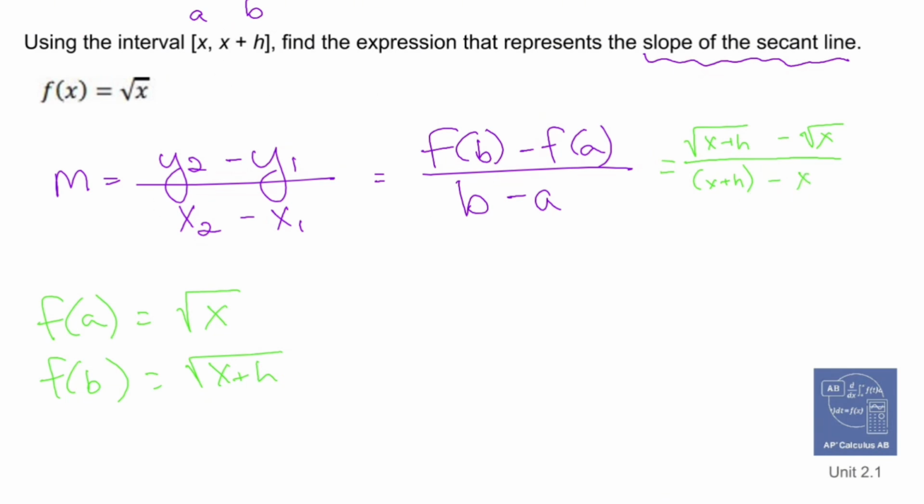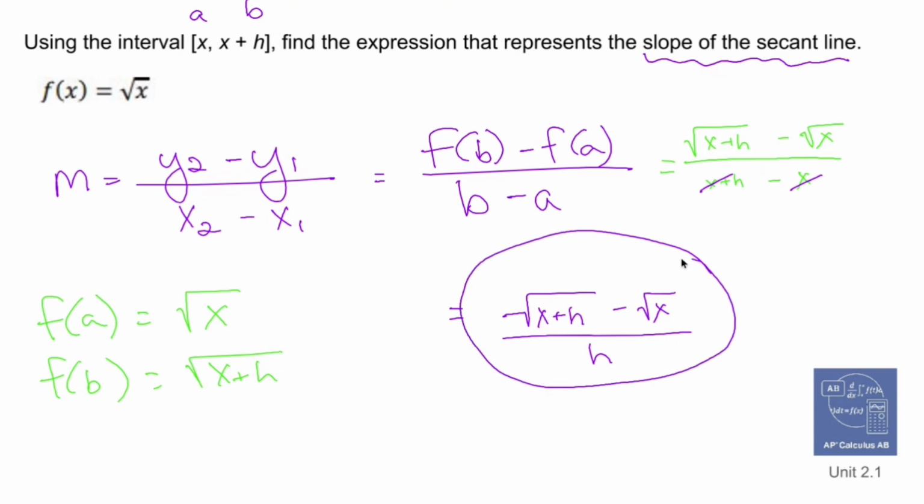And if you're taking a look at this and saying, those parentheses aren't necessary, you're right. Let's get rid of them. And the only thing that really happens that we're going to care about is the fact that the x's in the denominator are going to cross out. So when all is said and done, we get the square root of x plus h minus the square root of x all over h. And that's how you do it.